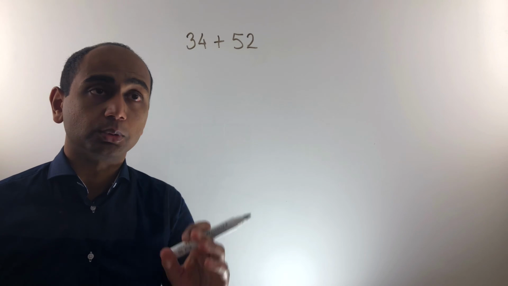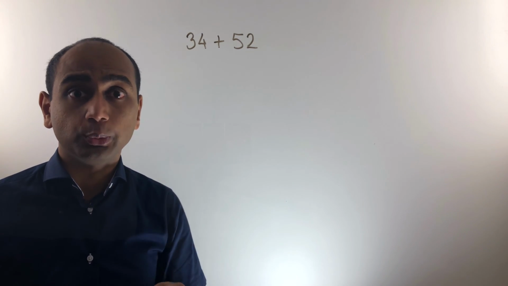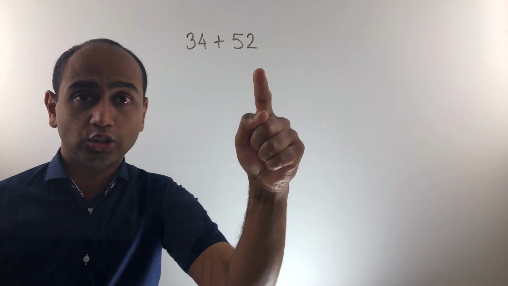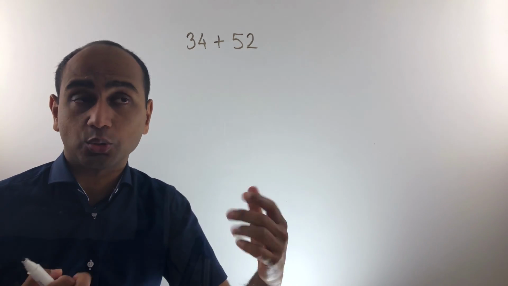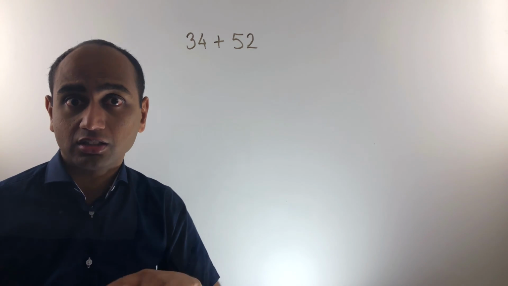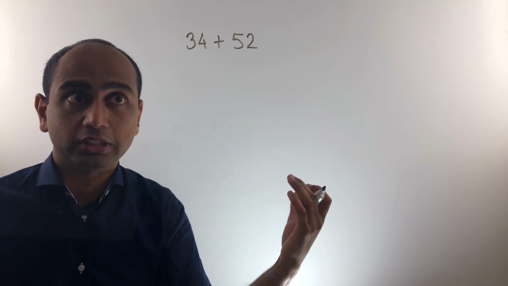Here's the next example, 34 plus 52. Now, in this case, we really don't want to start counting on from 34, 35, 36, 37, 38, and so on, because it would take ages. So we need a better way. And what we can use is a method called column addition.